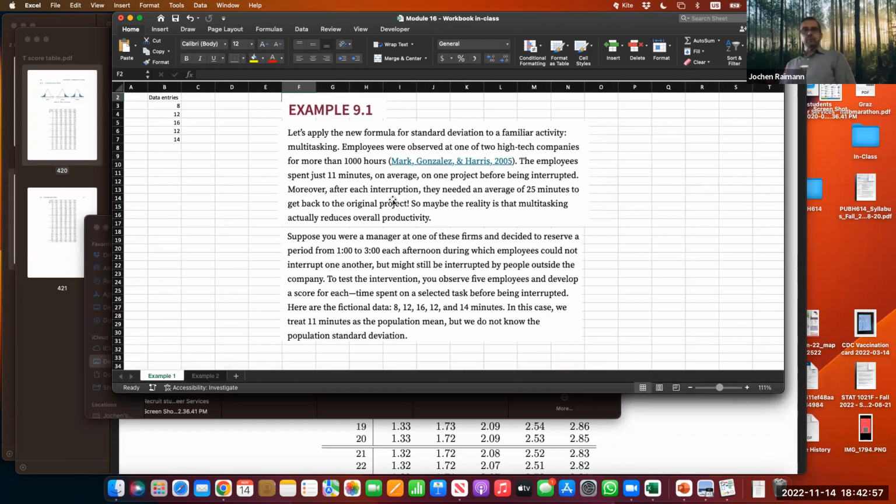Let's apply the new formula for standard deviation to a familiar activity. Multitasking employees were observed at one of two high-tech companies for more than 1,000 hours. The employees spent just 11 minutes on average on one project before being interrupted. Moreover, after each interruption, they needed an average of 25 minutes to get back to the project. So maybe the reality is that multitasking actually reduces overall productivity.